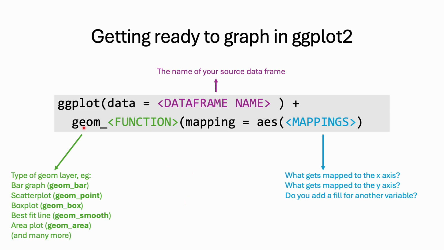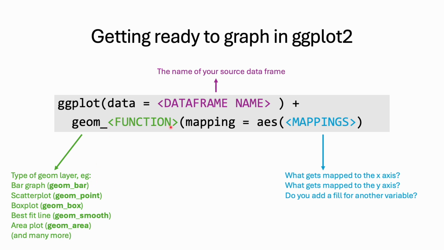You need what type of graph you want. So that is called a geom. And when you put in a geom, you add it as a separate layer. So you use the plus sign, you return, it'll auto indent for you, and then you type geom underscore in whatever type of graph you want. So let's say we're doing a bar graph, it'll be geom underscore bar.